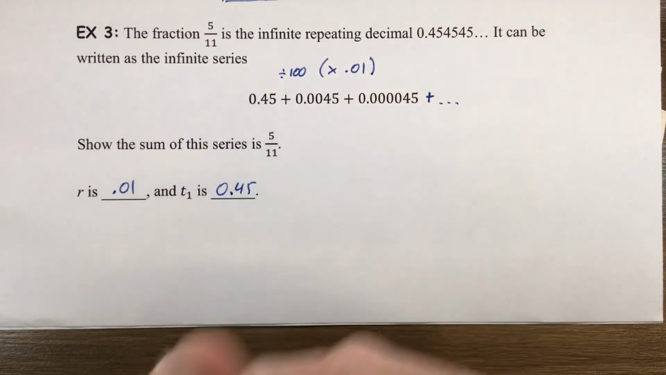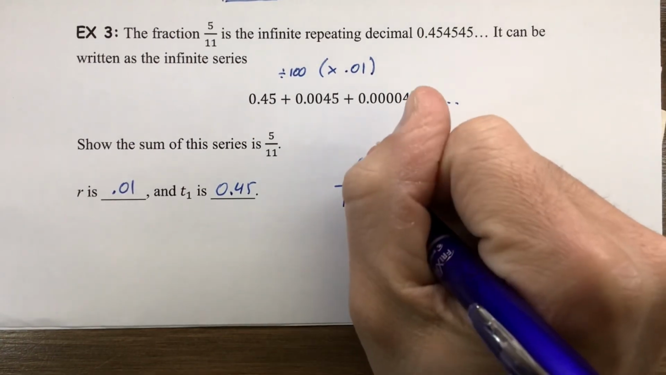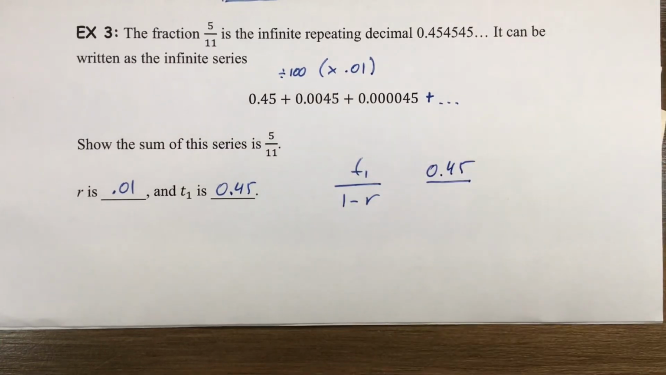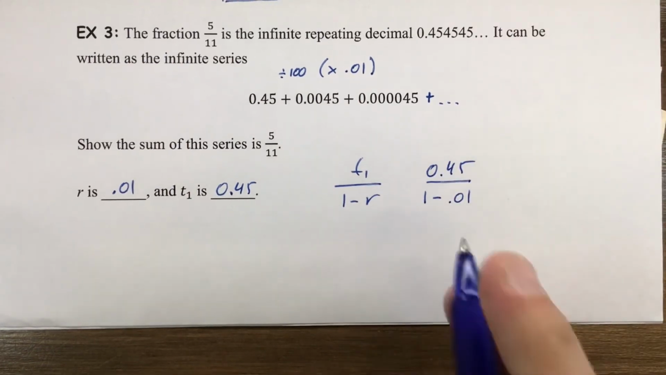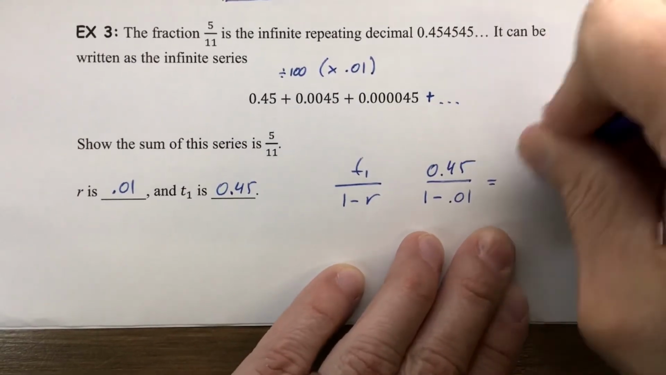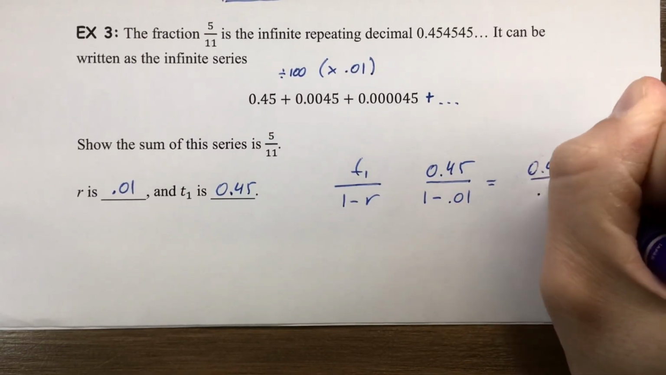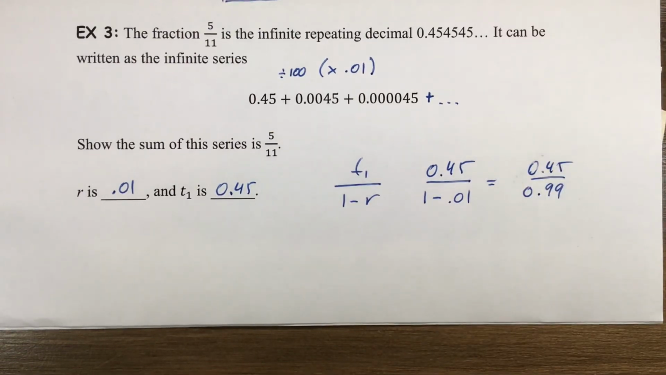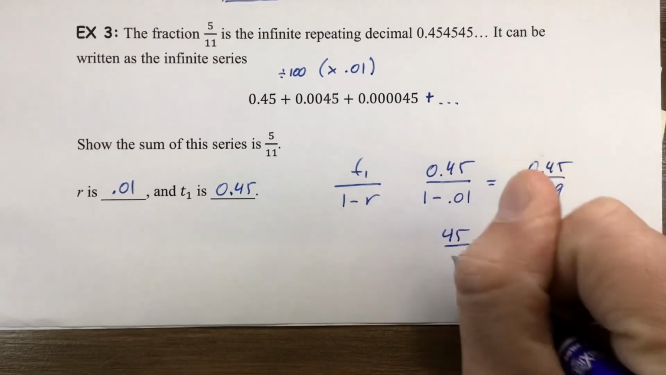Our t1 value will be the one that we start with here, 0.45. Now let's take our little equation, t1 over 1 minus r. t1 will be 0.45, divided by 1 minus 0.01. That can be simplified as 0.99. So we're going to get 0.45 over 0.99. In which case, because we're now just looking at a fraction, we can multiply the top and the bottom by 100. We could rewrite that simply as 45 over 99.